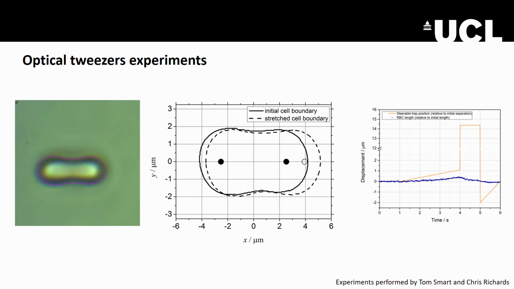We can detect the outline of the cell and trace it. And you can see here, this is the extension of the cell as we pull. The red line shows the displacement of the laser spot. As we move the laser, it stretches the cell.